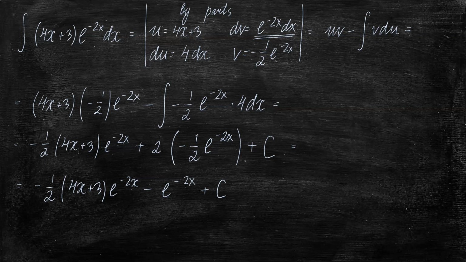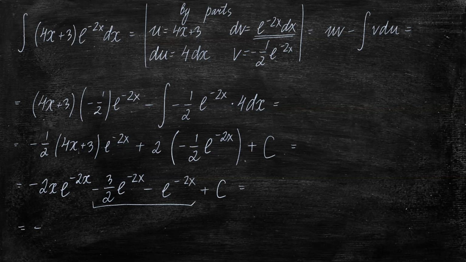We can simplify it further by distributing the expression here, actually. So we're going to have negative 1/2 times 4x, so it's negative 2x e to the negative 2x. And we're going to have negative 3/2 e to the negative 2x. So combining the like terms now gives us the final answer.